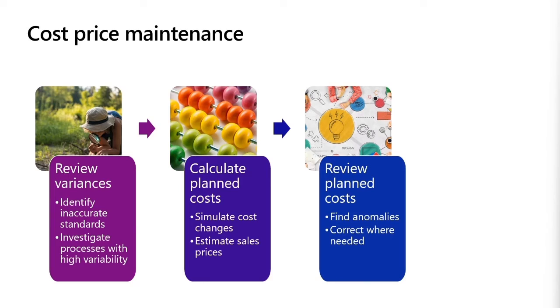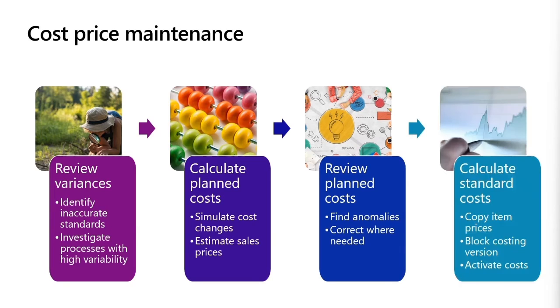If there are small changes needed, we can identify and correct them, or we can choose to run a new planned cost calculation using different estimated costs or calculation factors. Finally, when we are happy with the next set of costs, we can copy our planned costs to a standard cost costing version, which will allow us to then make our costs active in the system.